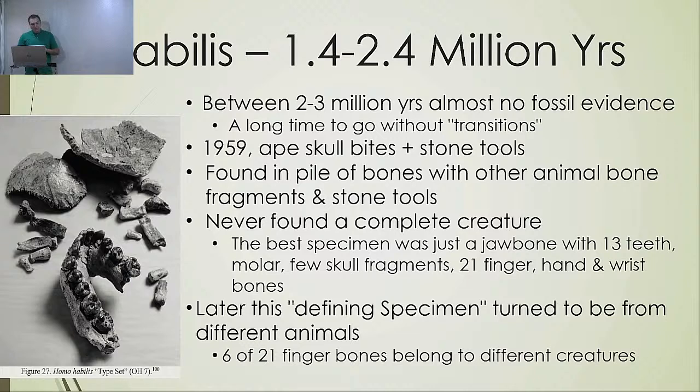Now, in 1959, they found the ape skull bits and some stone tools. And this was found in a pile of bones and some other animal bones, some fragments of stone tools and such, all in just one big pile.